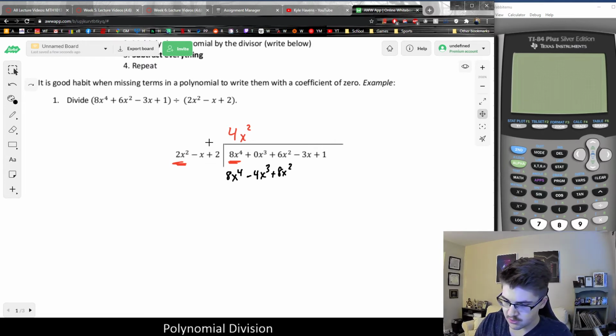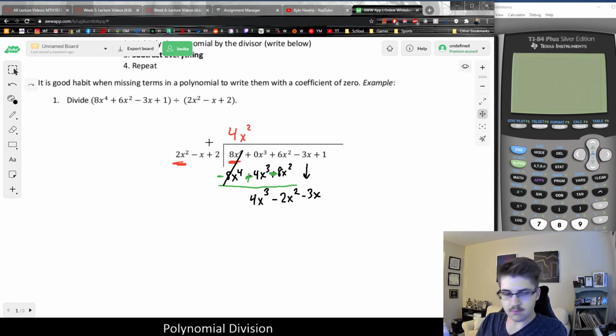Or as I said in the last video, the shortcut is to change each of the signs and add, because changing all of the signs and adding is equivalent to subtracting by distributive property, distributing the negative. And again, as I recommend, adding is just easier. So 8x to the fourth minus 8x to the fourth will completely cancel and eliminate, as it always should if we're doing it correctly. Then 0x cubed plus 4x cubed would be 4x cubed. And 6x squared minus 8x squared would be negative 2x squared. Then we drop the next term and repeat, rinse and repeat.